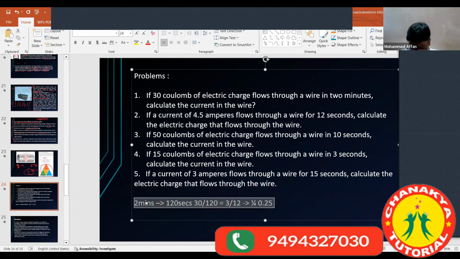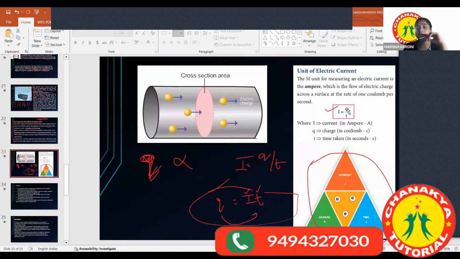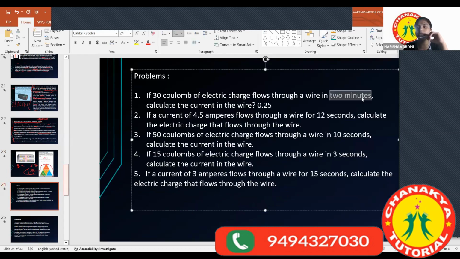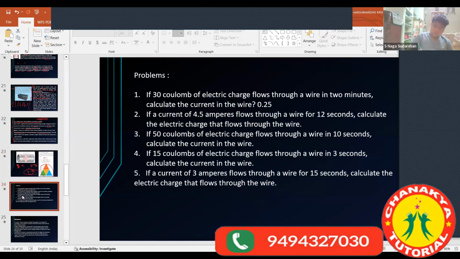Sudarshan, where did you make the mistake, dear? I multiplied it. What is the formula of current? I equals Q by t. Just direct substitution, you have to convert the minutes into seconds. Children, please make a note of this formula. Ma'am, while doing the sum, I made a pyramid to remember I equals Q by t.